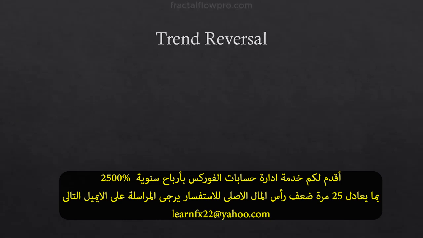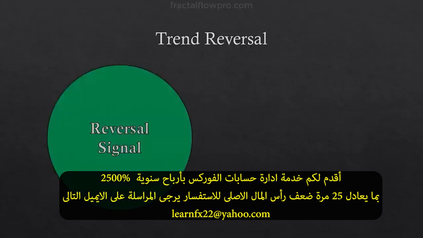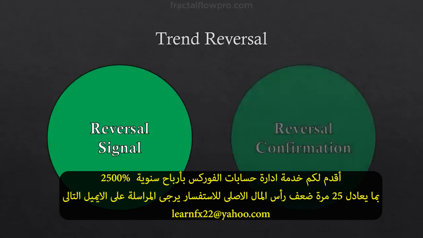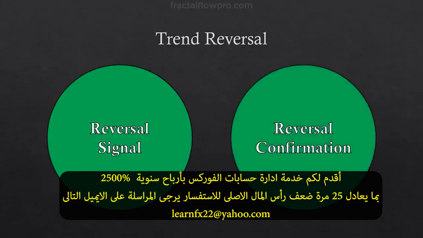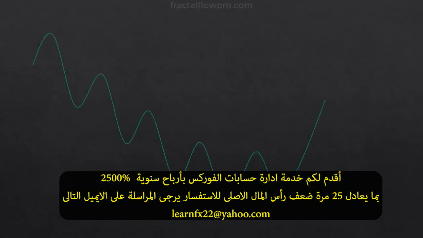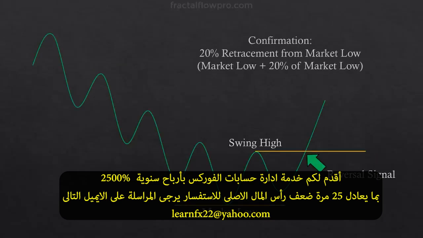The Dow theory provides 2 elements for detecting a reversal. The first is a breakout signal, which is a sign that a significant reversal might occur, and the second is a confirmation of that signal. The reversal signal for a bull market happens when the market is going down and a swing high is broken. The confirmation happens when the market hits a 20% retracement from the market low. For example, if the market low is 10,000, the 20% retracement in the case of a bullish reversal will be 10,000 plus 20% of that, which equals 12,000.